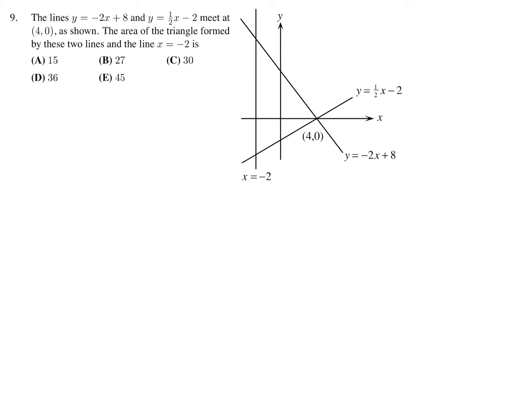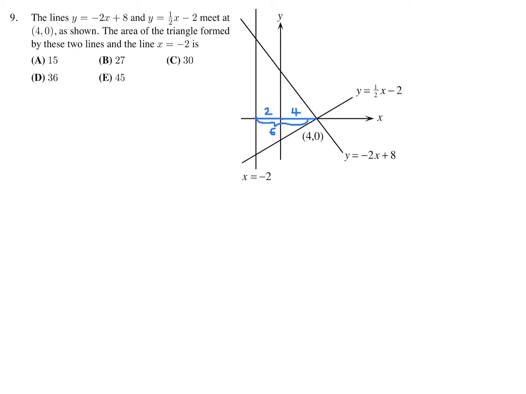So we've got some clues so far. This is (4, 0) right here. So this is the origin, so that means from here to here is 4. And this is x equals minus 2. So right here is minus 2, so that means from here to here is 2. So that obviously is 6, that entire base right there of that triangle.